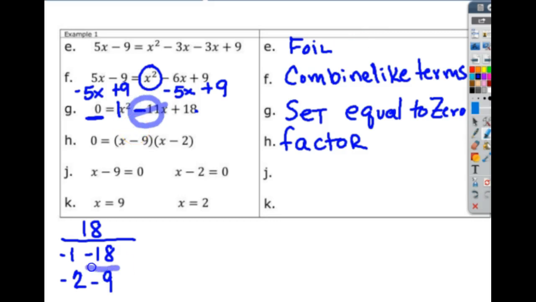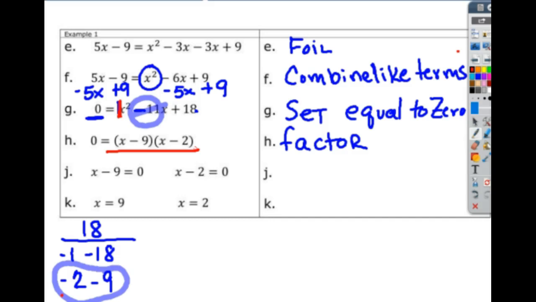Can any of those pairs of factors add up to equal this negative 11? Any of these pairs add up to negative 11? That pair right there adds up to negative 11 because this coefficient here is 1. I can use my shortcut factoring and just take those two numbers and put them in the factors.